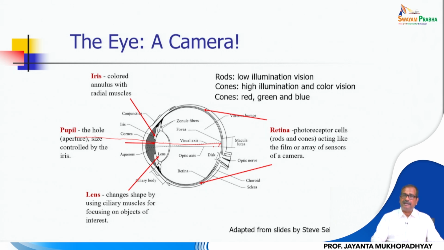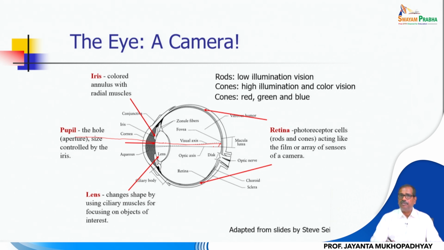Not only that, even for cones there are three types of cones. We name them red, green, blue because they have spectral sensitivity. Rods do not have much spectral sensitivity; they act broadly over all wavelengths equally. They work on low illumination. If the illumination is brighter, rods are mostly saturated and do not have much effect.